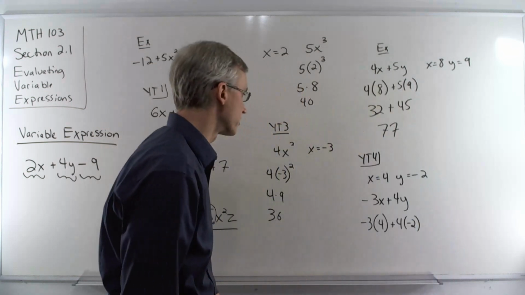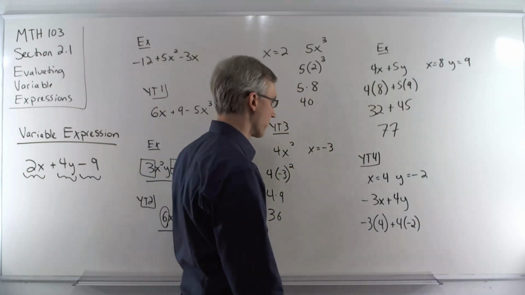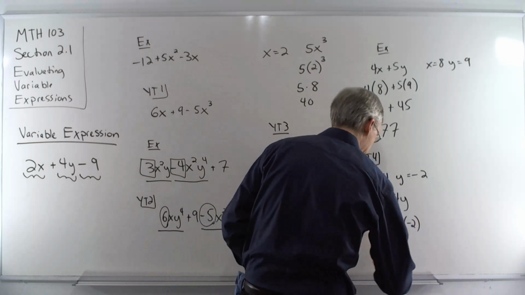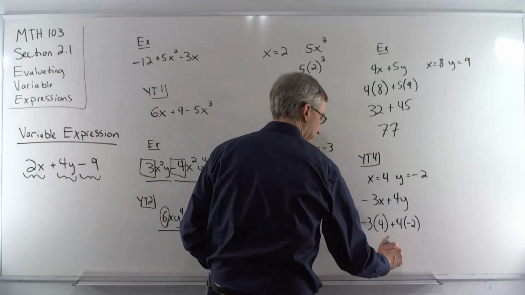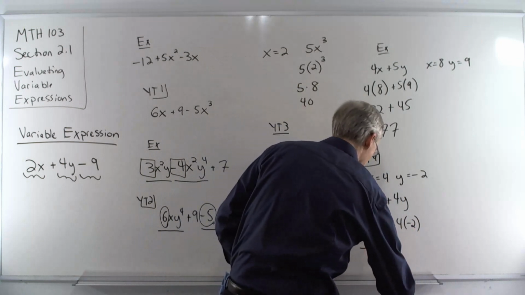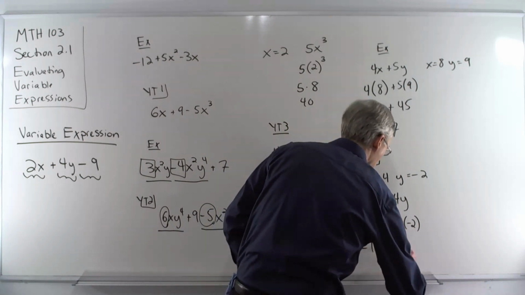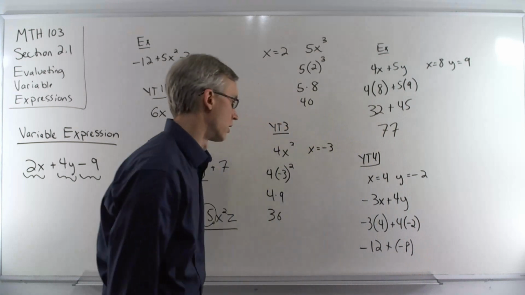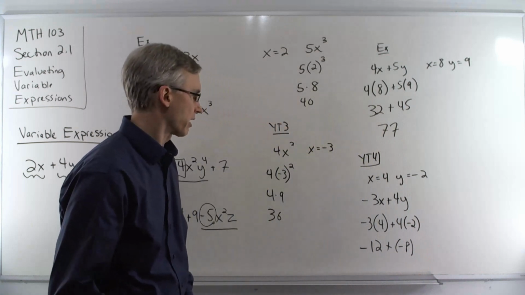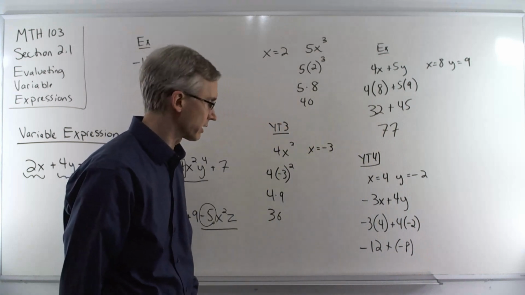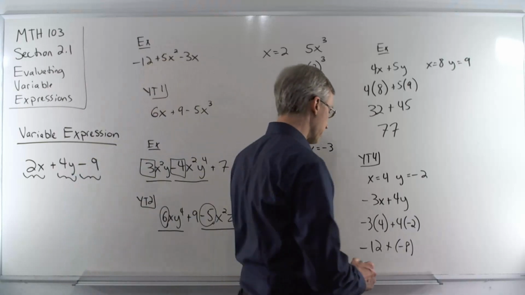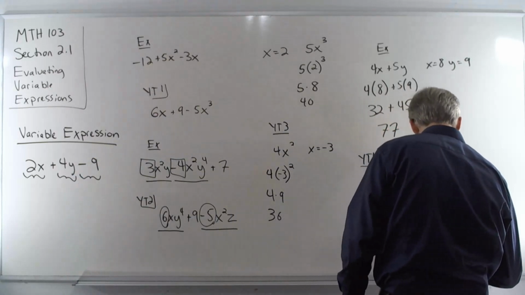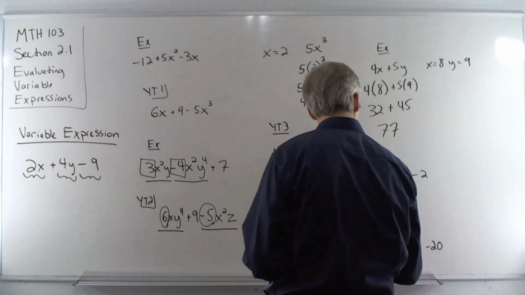So plugging those values in, 4 for x, -2 for y. Multiplying out first, order of operations, we're going to multiply first. Multiplying those out, we got -12 on the left, -8 on the right. And the last thing we're going to do is add those two things together to get -20.